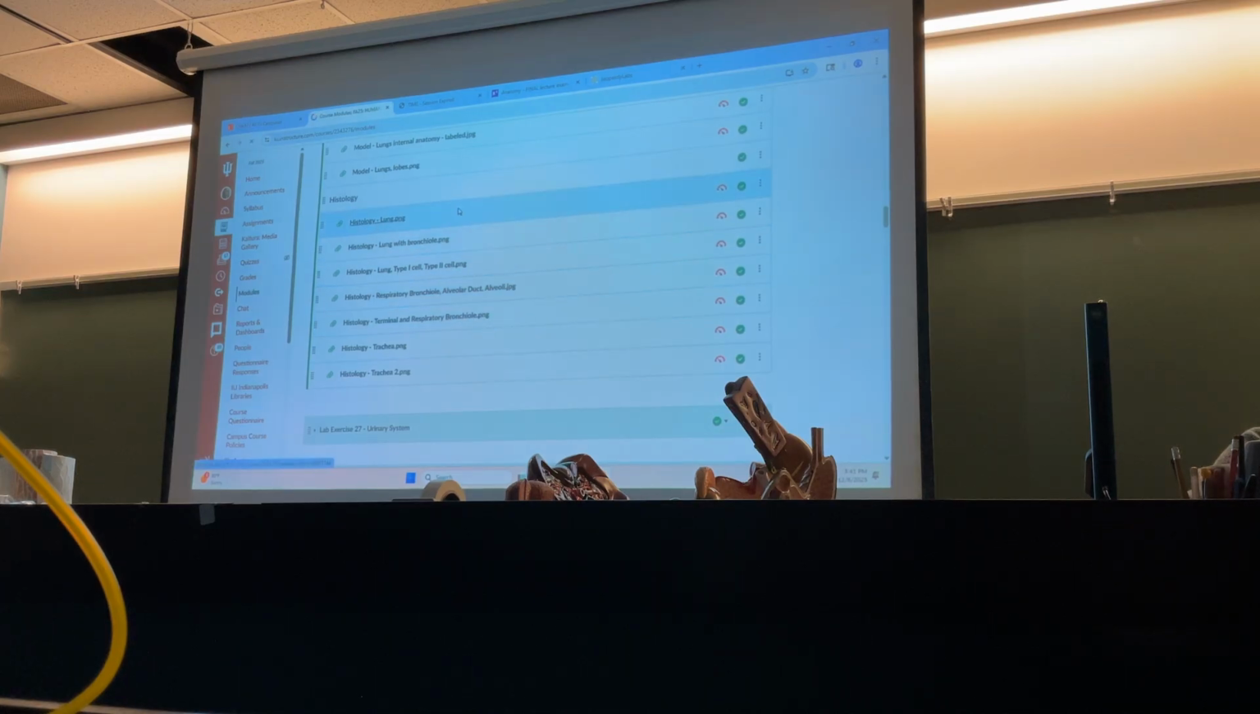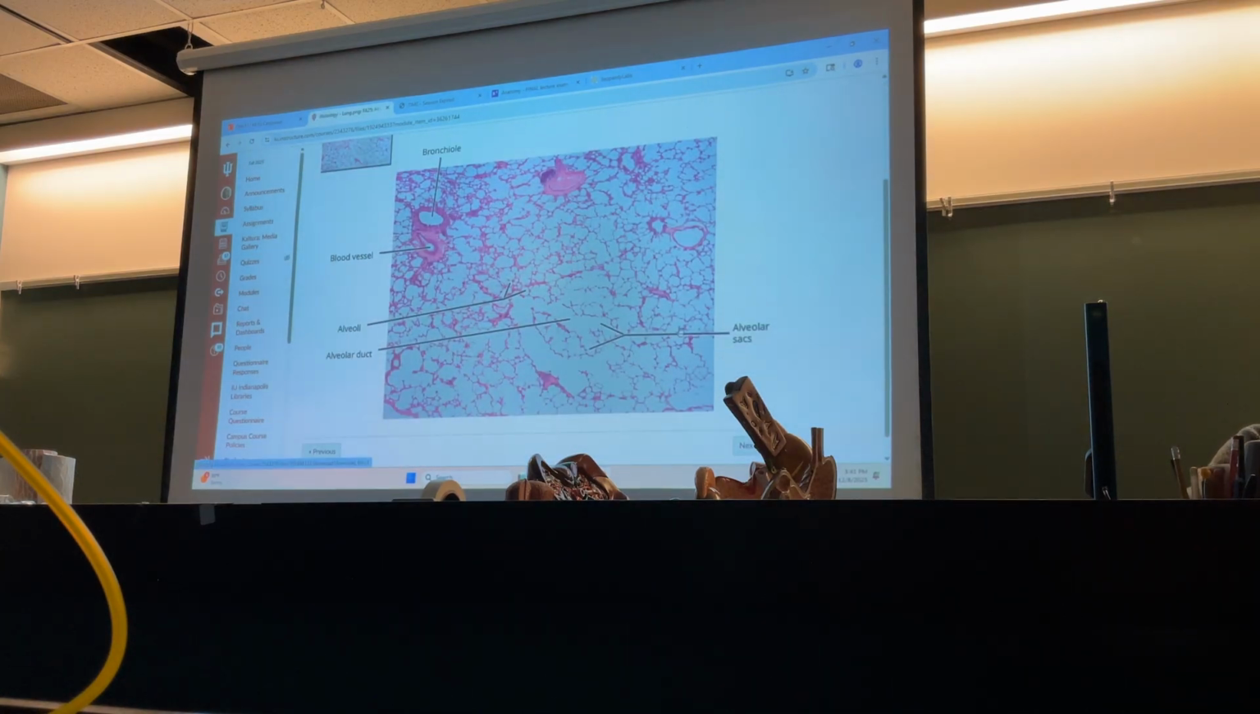Okay, let's look at our lung histology. Alveoli, what do alveoli do? What are they? Air sacs. They're air sacs, and those are going to be made up of type 1 alveolar cells, and those are the ones responsible for the actual gas exchange. What about type 2 alveolar cells? What do those do?